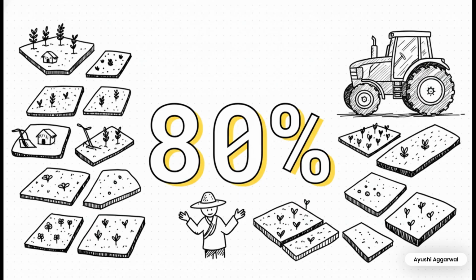This extreme fragmentation means that things like modern farming techniques, heavy machinery, large tractors, and economies of scale are basically impossible for the vast majority of our farmers to actually use.